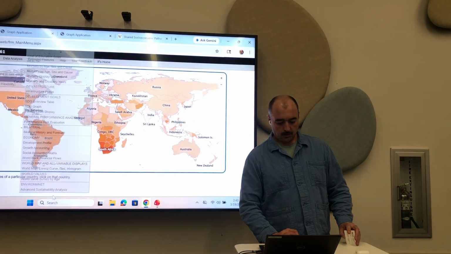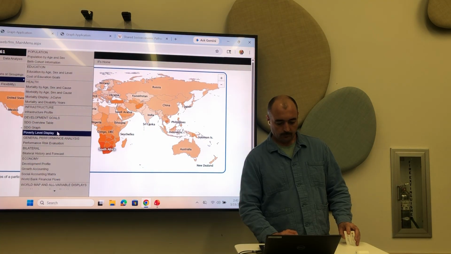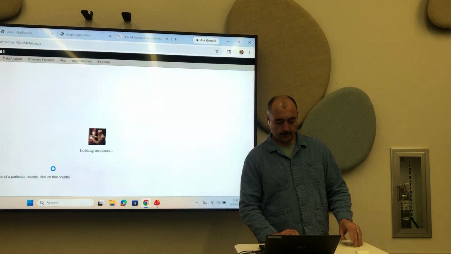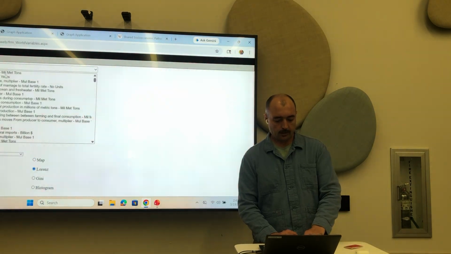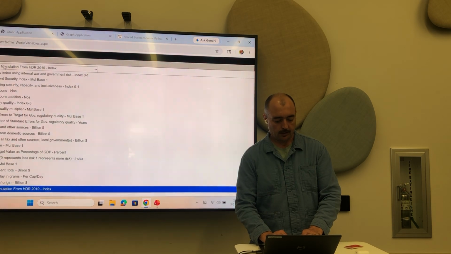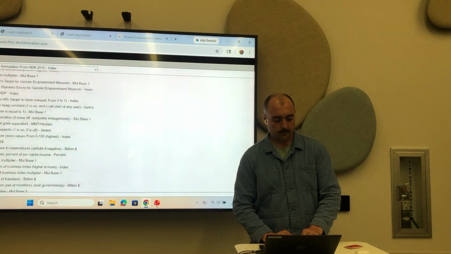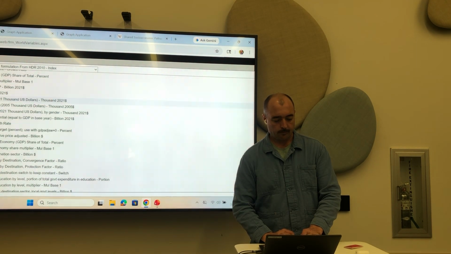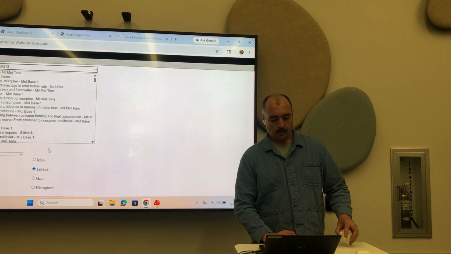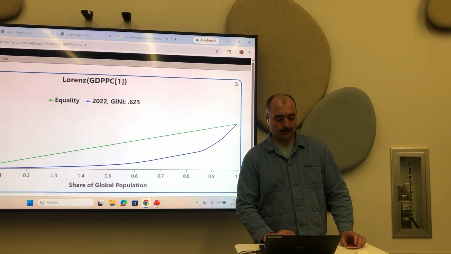Let's do, where the heck is that? Growth, here it is. Lorenz curve, do HC. No, do this. And we're going to add curves.